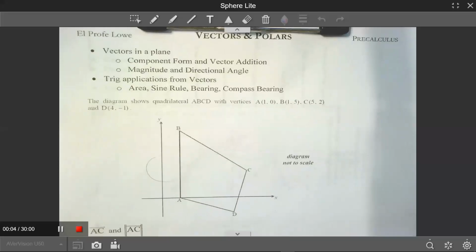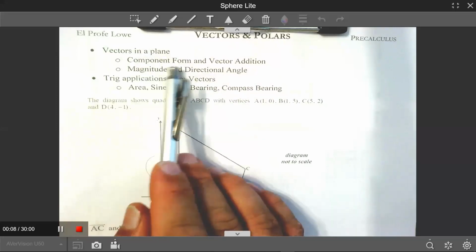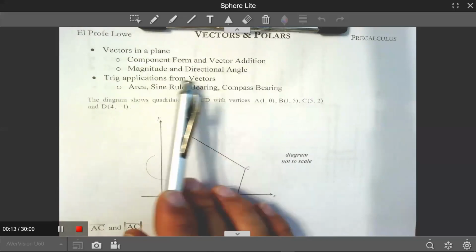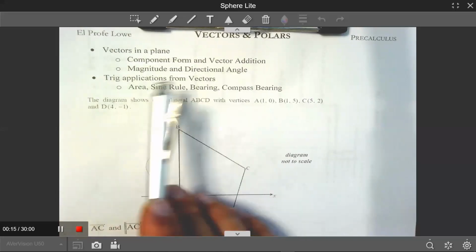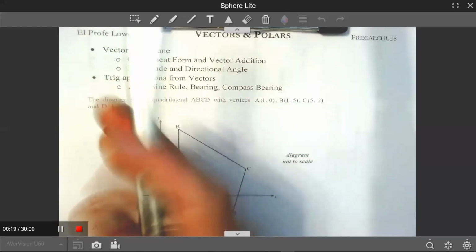This is El Profelo. In this video, we're going to be talking about vectors in a plane, the component form and vector addition. We'll look at magnitudes and directional angle, as well as trig applications from vectors, including area, sine rule, bearing, and compass bearing.